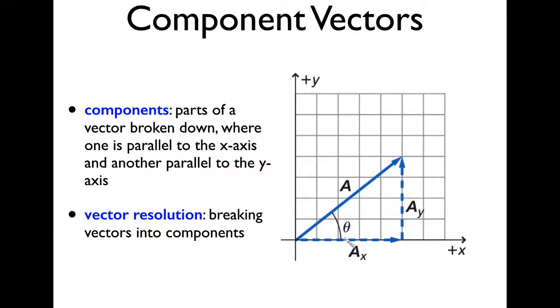So the components of a vector are basically these parts. This would be the x component, and this would be the y component. And then this would actually be your vector. It's usually the hypotenuse of the triangle. This is your y component. And this is your x component.